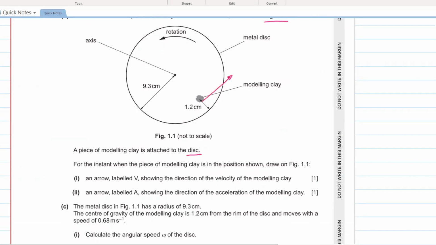Tangent to the path in which it is moving. Perfect. An arrow labeled A showing the direction of acceleration of the molding clay. Okay, so what will be the direction of acceleration? Towards the center. Let me draw it with an arrow instead. The direction of acceleration will be like this. Yeah, let's label it like this.